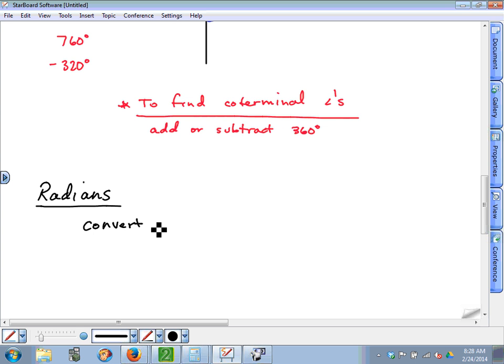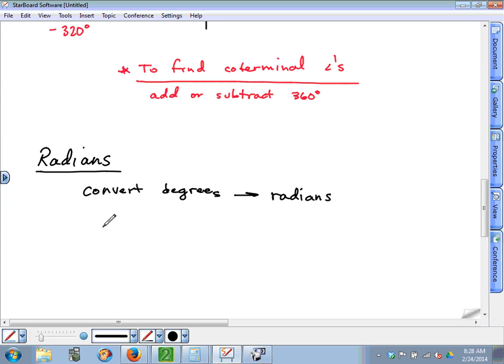Let's convert. It's recorded. Convert degrees to radians. And the thing that you have to keep in mind is 180 degrees is the same as pi radians. Now, to keep it simple and to speed this up, you don't have to write the word radians. The lack of degree symbol right here implies that we're in radian measure, so I'm going to erase the word radians. 180 degrees is equal to pi.